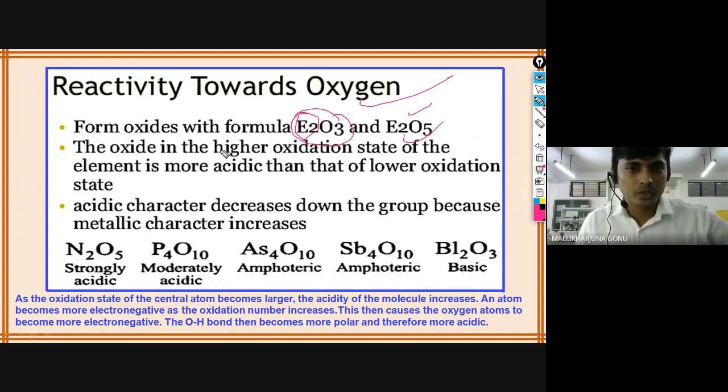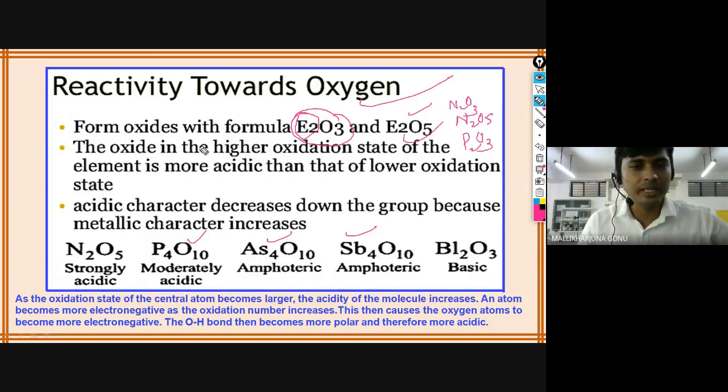N2O5, N2O3. These are the general forms, like N2O3. This is also possible, and N2O5 is possible, P2O3. Here you can see P4O10, As4O10. This type of compounds can all be formed.